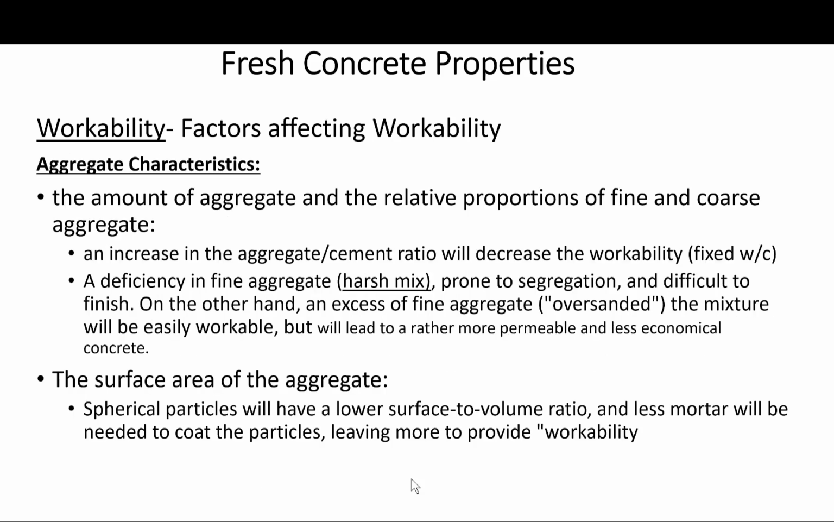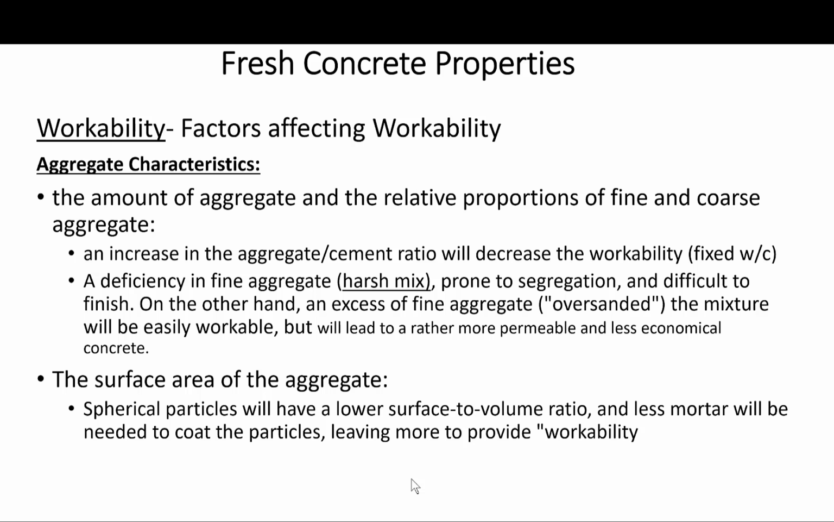Okay, so let's look at the influence of the aggregates. When considering the effect of the aggregates on workability, two factors are important: the amount of aggregate and the relative proportions of the fine and coarse aggregate. For a constant water cement ratio, an increase in the aggregate to cement ratio will decrease workability. Also, more cement is needed when finer aggregate gradings are used.